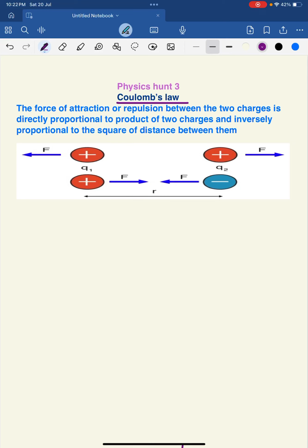Hello everyone, in this video I am going to discuss Coulomb's law. Look at the diagram here. I have two charges, Q1 and Q2, which are separated by a distance R.